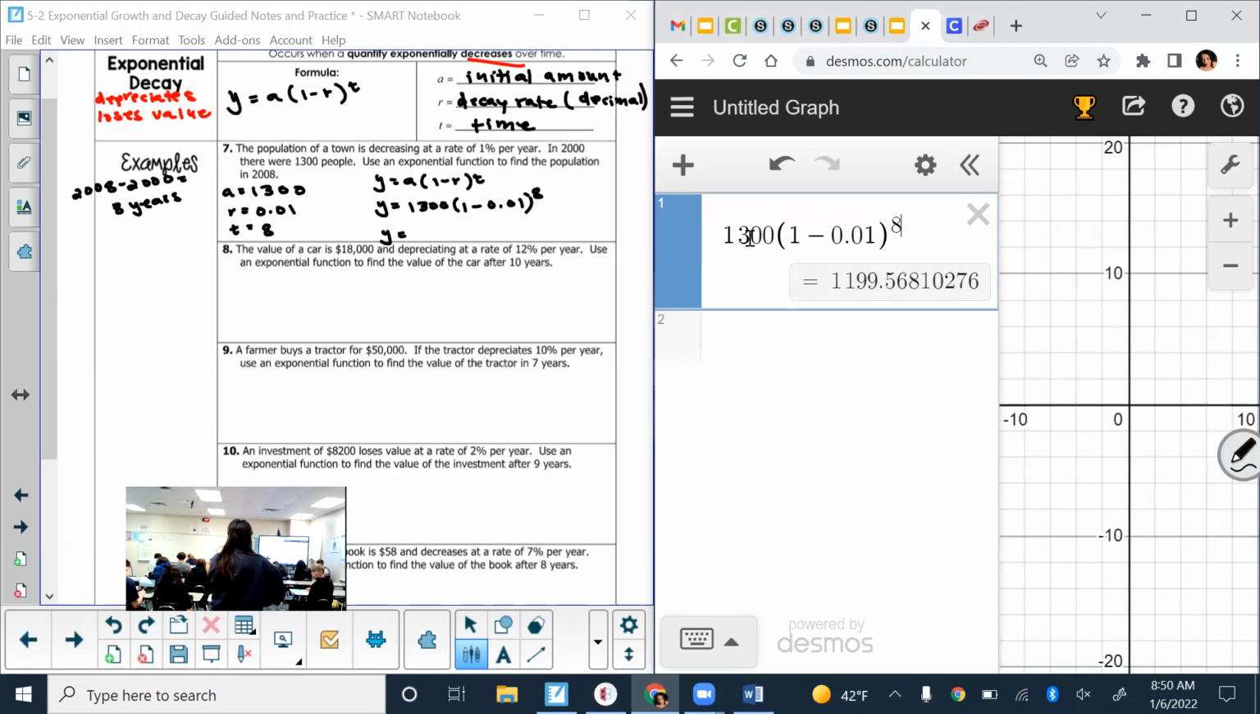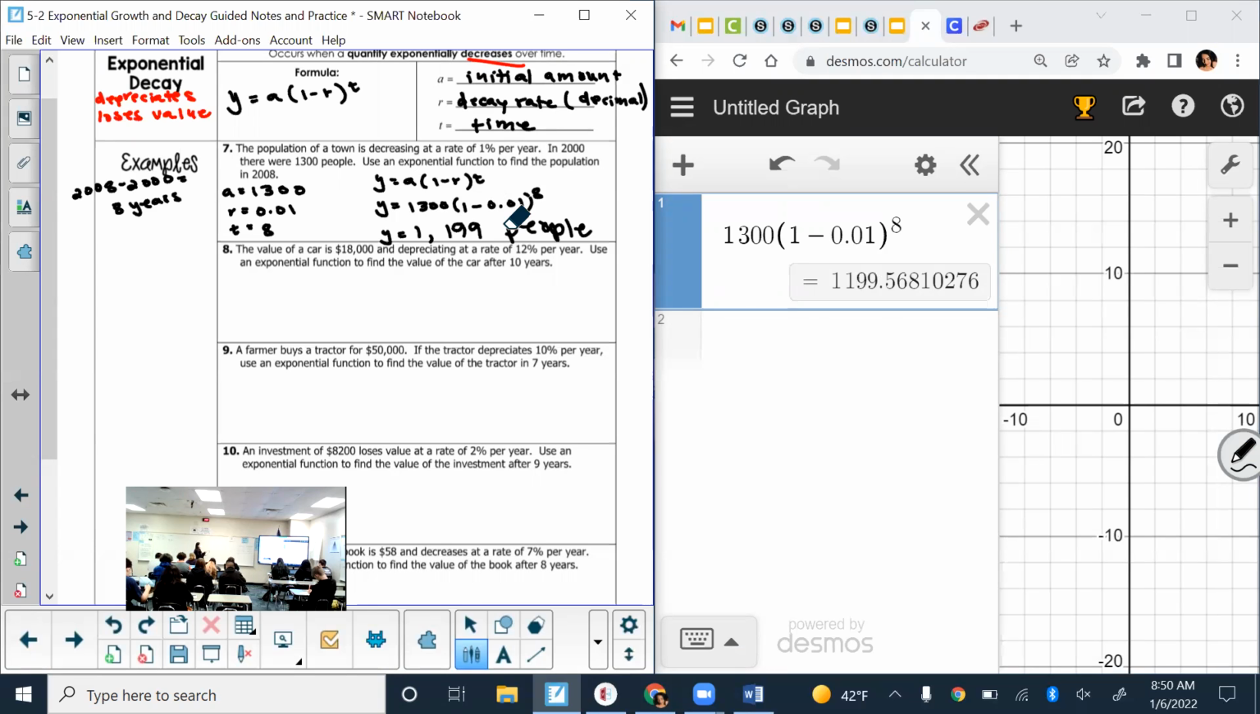And how would I write my final answer? Good. All right, so since we're talking about people, we're not gonna put a decimal in there. The data doesn't really support 1,200 people. So we'll just round it to the whole number that is there. All right, so just round it to whatever whole number is there. But does that make sense? Any questions?